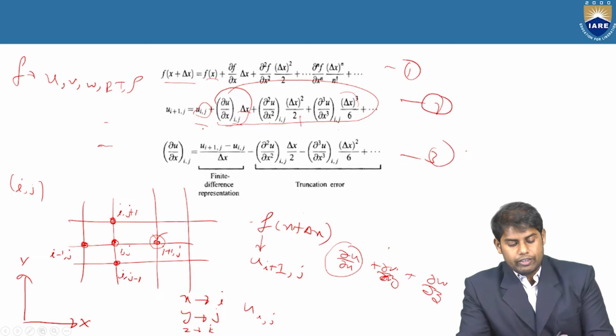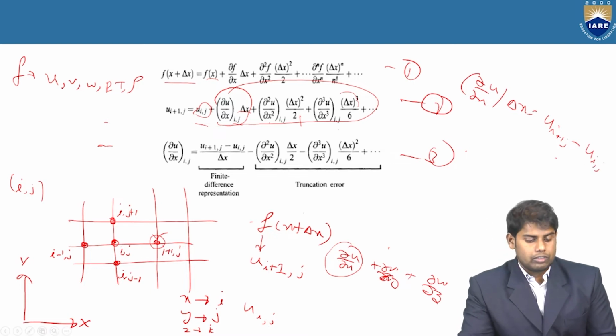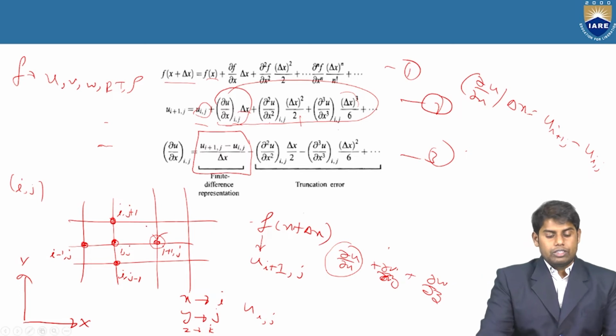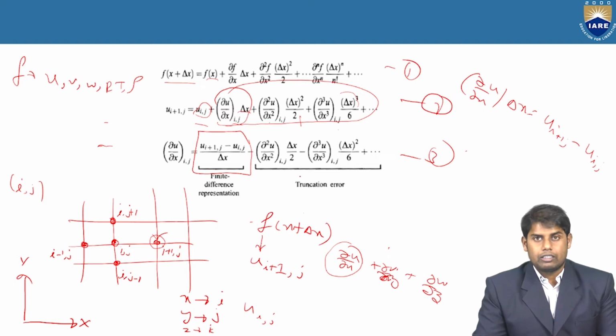So equation 2 would be dou u by dou x into delta x equal to u of i plus 1 comma j minus u of i comma j, minus the remaining terms. If we divide by delta x, you get u of i plus 1 comma j minus u of i comma j divided by delta x. This is nothing but the forward difference term, and the remaining terms, which we are neglecting, are called the truncation error.